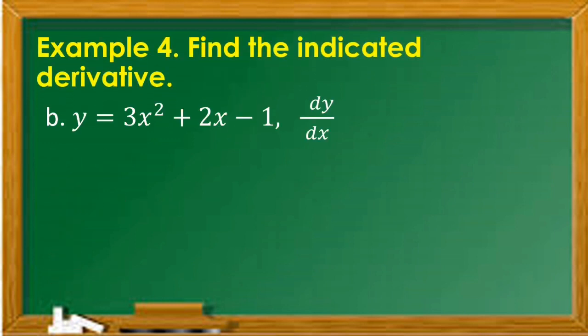Another example. Given y equals 3x squared plus 2x minus 1, find dy over dx. So let's differentiate 3x squared, that is 3 times 2x, plus the derivative of 2x is 2 times 1, minus the derivative of 1, that is 0. So we have 3 times 2 times x, that is 6x, plus 2 times 1, that is 2. So the derivative of y equals 3x squared plus 2x minus 1 is 6x plus 2.